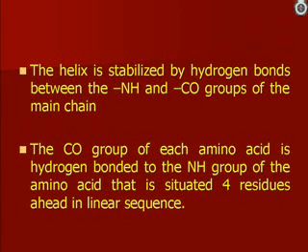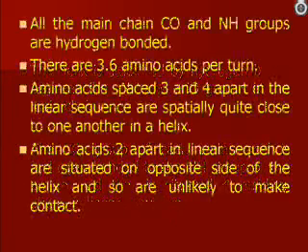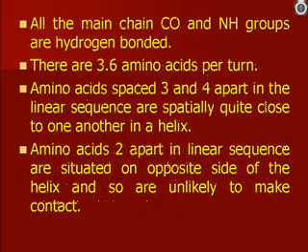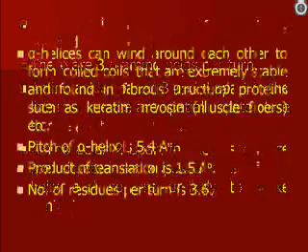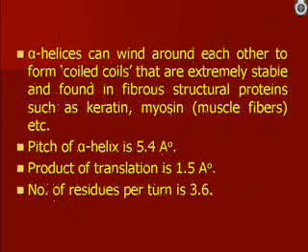The carbonyl group of each amino acid is hydrogen bonded to the amino group of the amino acid that is situated 4 residues ahead in the linear sequence. All the main chain CO and NH groups are hydrogen bonded. There are 3.6 amino acids per turn. Amino acids spaced 3 and 4 apart in the linear sequence are spatially quite close to one another in a helix, whereas amino acids 2 apart in a linear sequence are situated on the opposite side of the helix and so are unlikely to make contact.